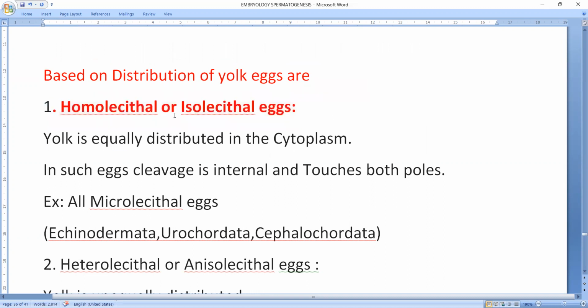So one is homolethal or isolethal. A simple yolk is equally distributed in the cytoplasm of the egg.